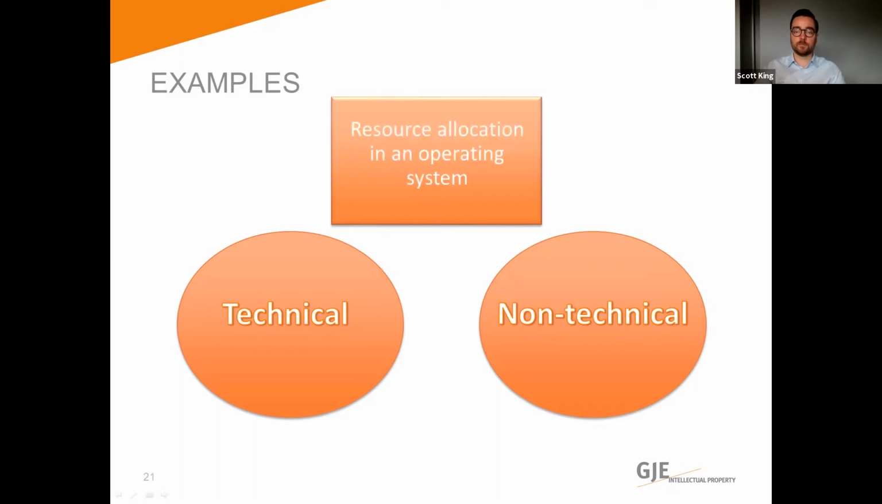And the final example is resource allocation in an operating system, such as memory allocation to make the computer operate more quickly. So this would be deemed to be technical, as the computer itself is a technical thing, and making it work more efficiently is clearly a technical consideration.